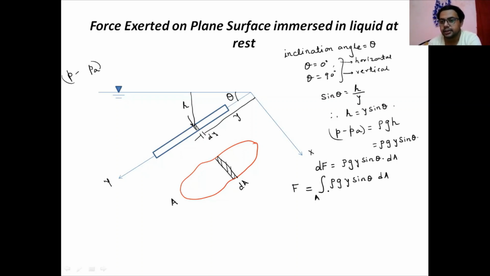So rho has no dependency on A, dA. g is also not having any dependence on the area, and sine theta too. So rho, g and sine theta have no dependency on the area, so they will come out of the integration: rho g sine theta. And the remaining portion is the y dA.